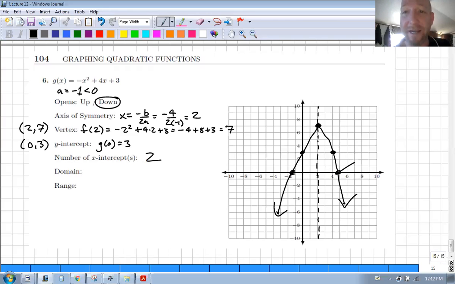Where they actually are is a little bit harder to do. We'd have to set this thing equal to 0 and solve for x, and that's when the quadratic formula comes into play, or you do factoring. That's a little bit harder, but it gives you a more accurate graph. Okay, so we'll do that later. Our domain is all real numbers, because it goes infinitely right and left. The range here, we're up here at 7, and we go down to negative infinity. So everything from negative infinity up to 7.